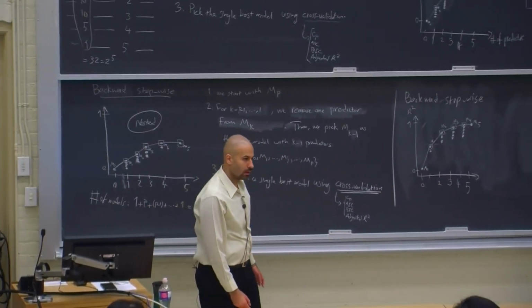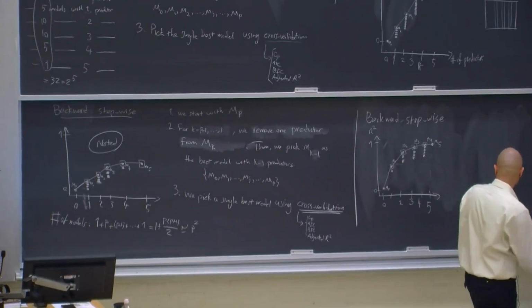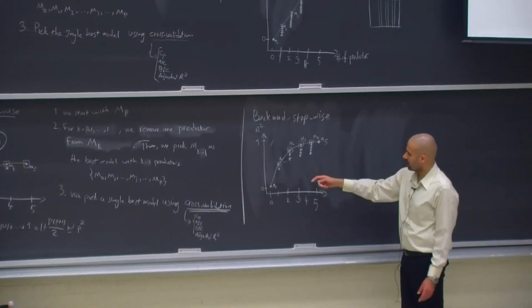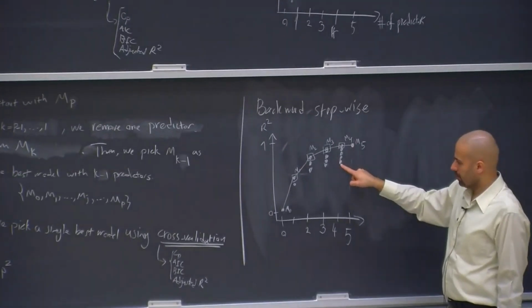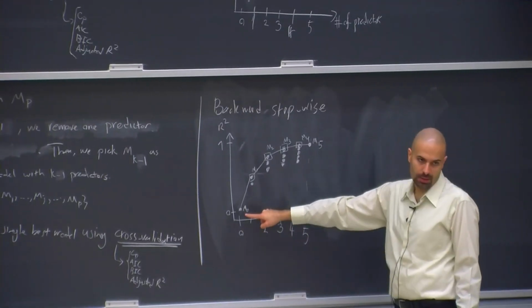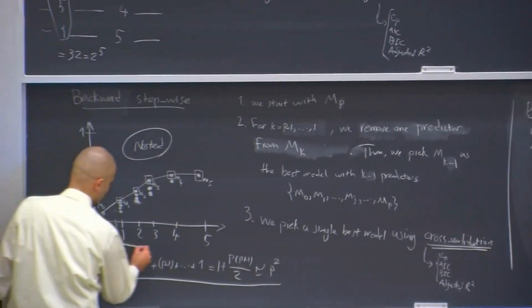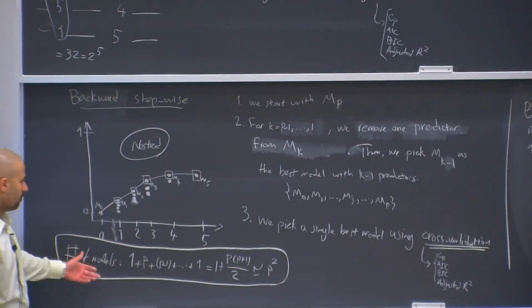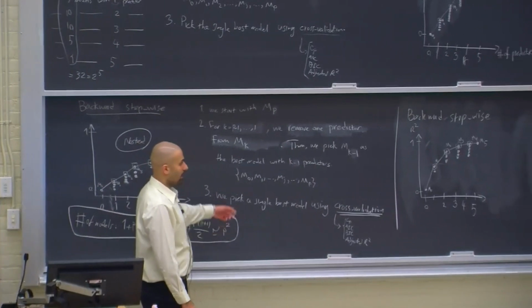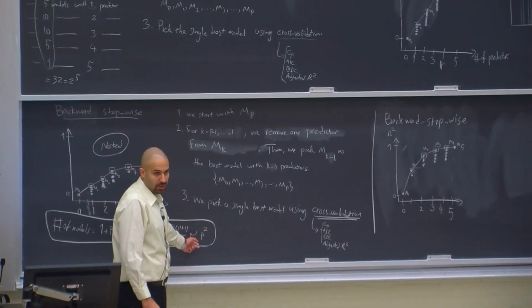It's the same number of models that's sorted, right? Yeah, good point. The number of models that we need to fit in here is again 1 plus p, plus p minus 1, p minus 2, p minus 3, all the way to 1. So again, the number of models also for backward stepwise is this. Again, we have p to the power of 2. So in comparison with best subset, this is more computationally efficient.